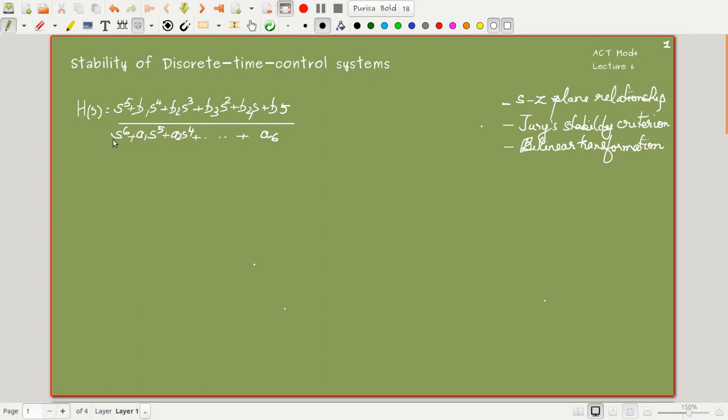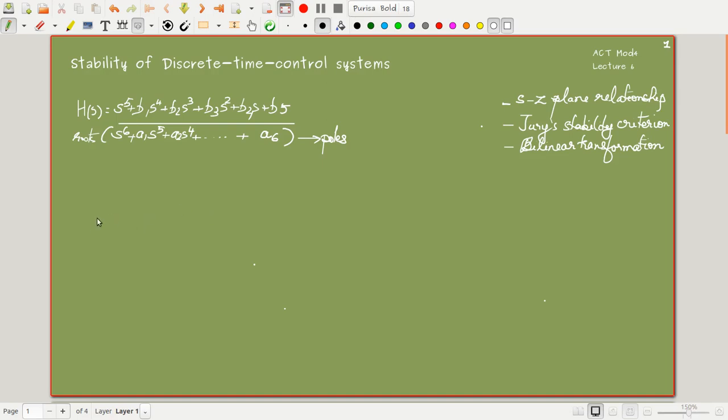From the continuous time transfer function, how will you assess the stability of the system? That is the question. We all know that the roots of the denominator of a continuous time transfer function give the poles of the system. If we know the poles of a continuous time system, then we can easily speak about the stability of the system.